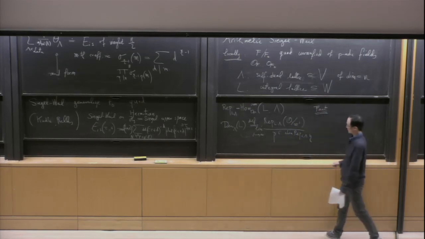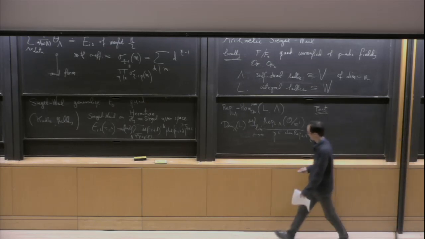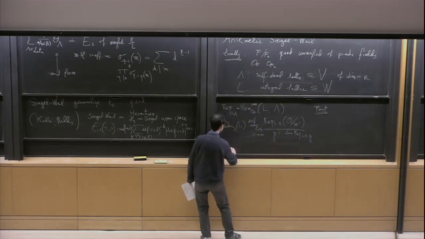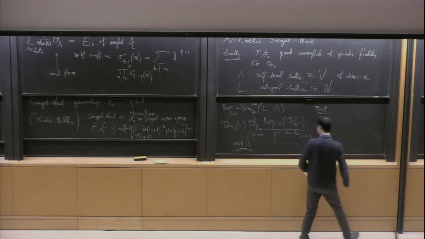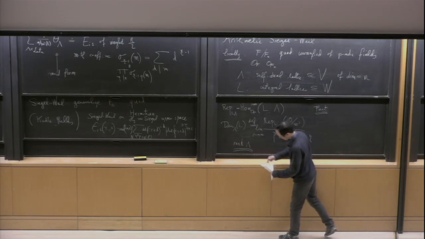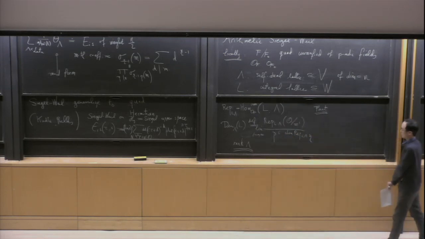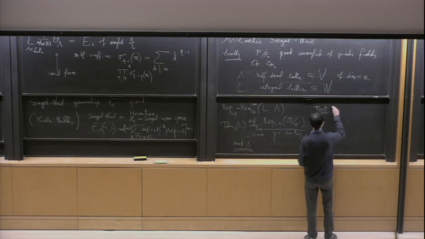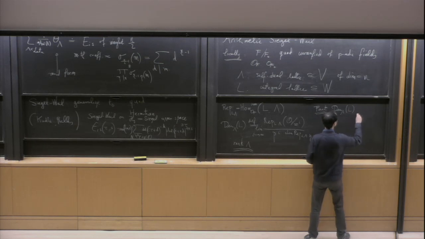Now I'm going to view this as a function of lambda. But lambda is a self-dual lattice, so what only matters is the rank. Once I fix the lattice L, the rank of lambda is the only invariant. So as a function of the rank, this is actually a polynomial. The density of lambda is a polynomial.